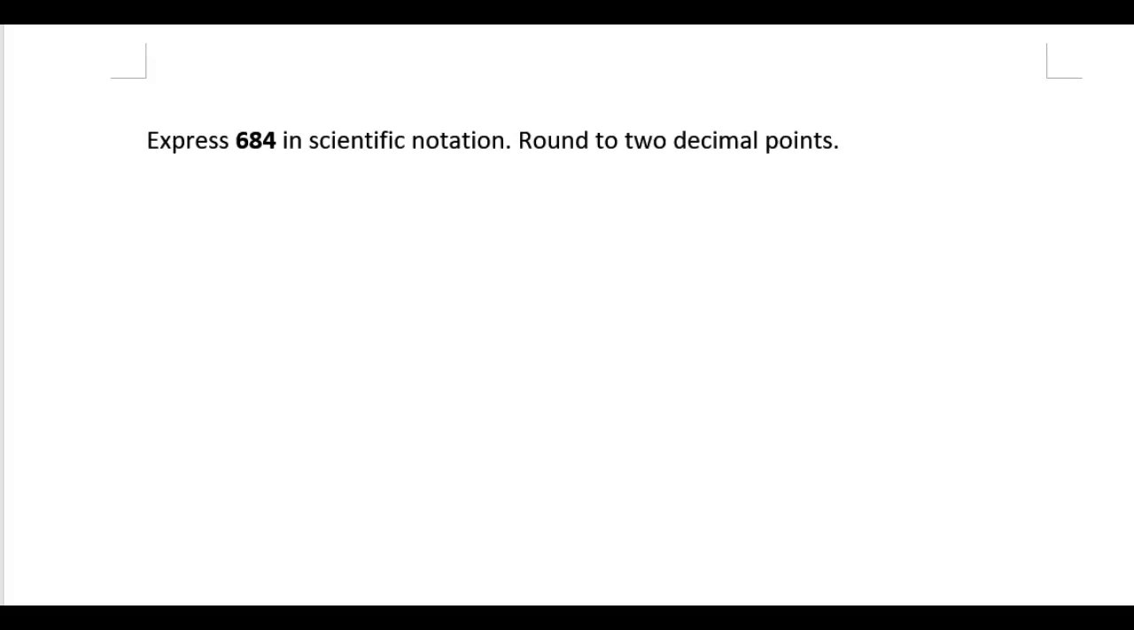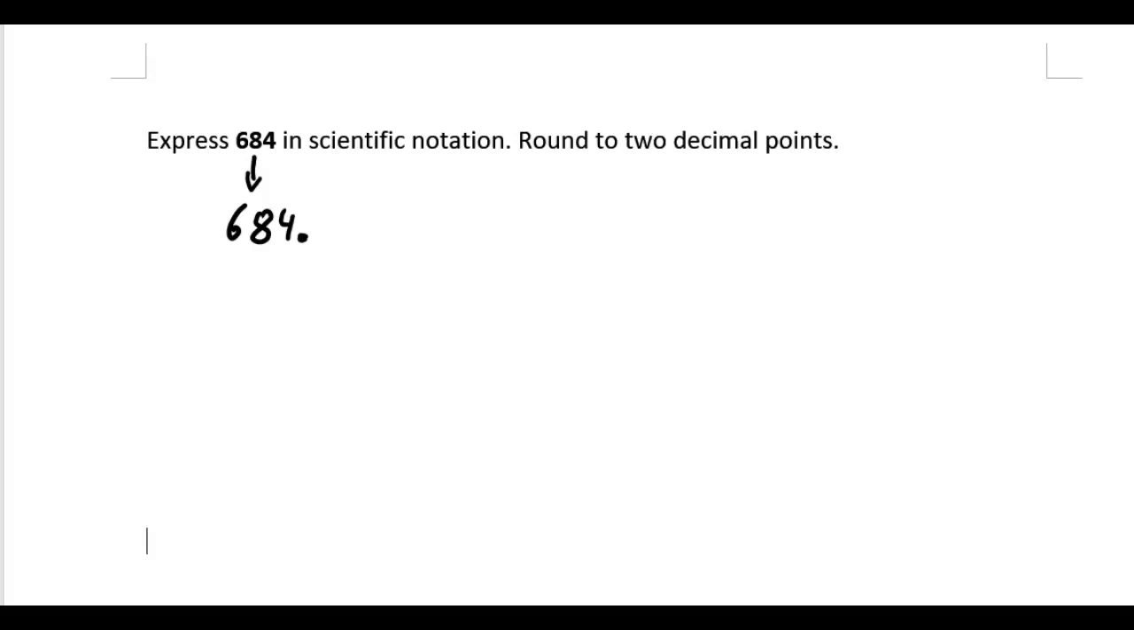In this example, we want to express the number 684 in scientific notation, and we should round this to 2 decimal points. So how can we do that? Well, that's fairly easy. We note that 684 is larger than 1. So what we can do is we can put a decimal point here.